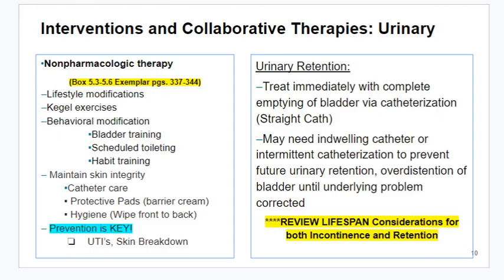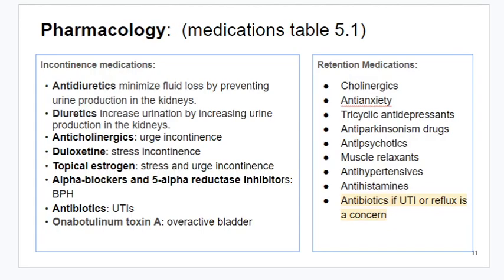I do want to, on this chapter specifically, with that first part of that elimination chapter, module 5, I do want you guys to review those lifespan considerations for both the incontinence and retention. So you may have to go into that example or just see those specific population groups and some unique features about what we would maybe do for those particular individuals, of course, because we've got individuals from infant all the way to our elderly population.